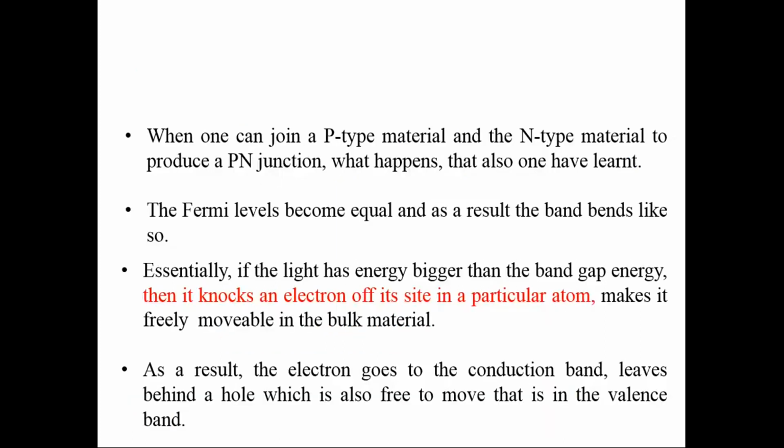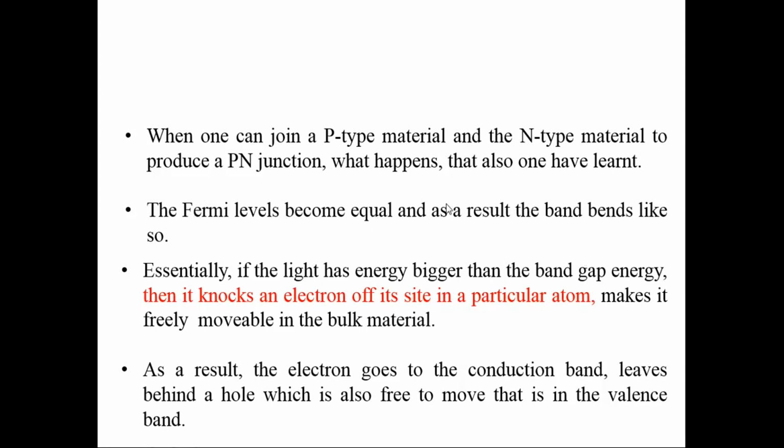So if we can talk about when one can join the p type of material with the n type of material, that we have also learned. When we are talking about the joining of these two junctions, there will be a case known as the Fermi level. When the Fermi level becomes equal, as a result the band will bend.